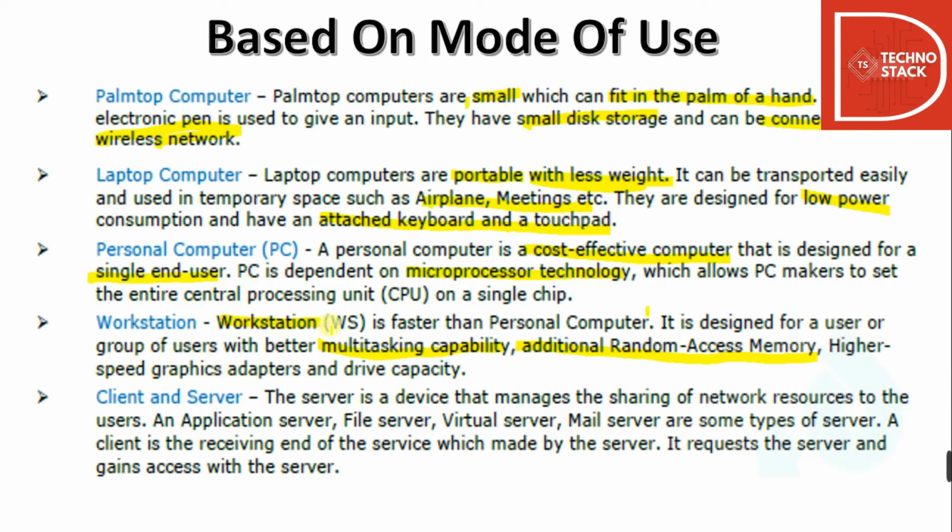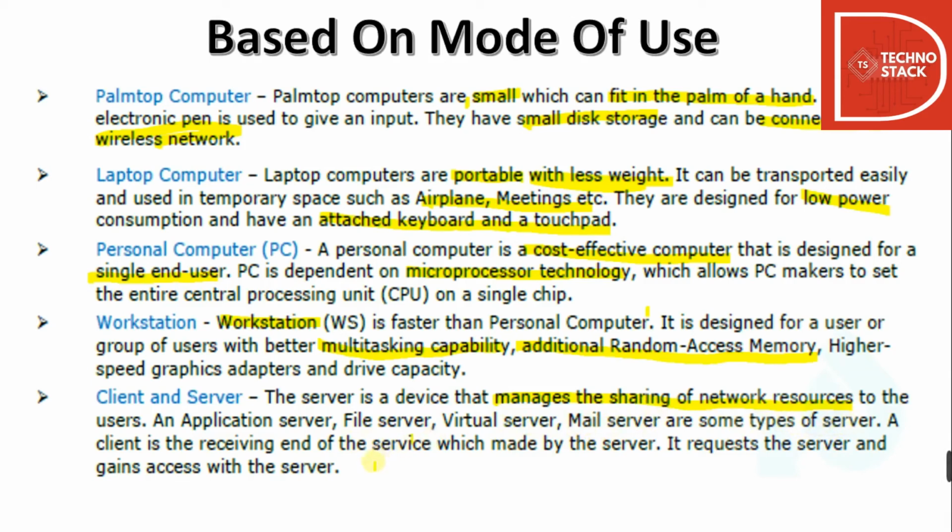Then there is client server. The server is a device that manages the sharing of network resources to the users. There are application servers, file servers, virtual servers, mail servers. Application servers and file servers are found in our PCs itself. Virtual server is something that you get over the internet. Mail servers are used to send and receive mails. So there is a server for that also, or some types of servers.